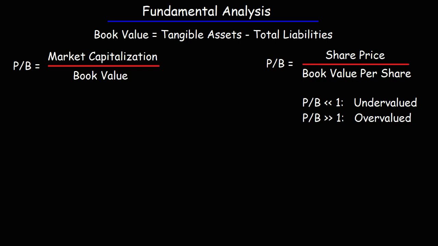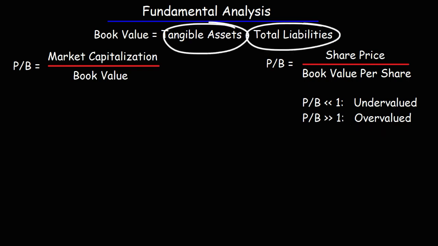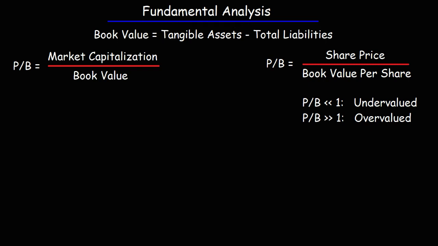Now, like all the other valuation ratios, the PS ratio and the PE ratio, a low PB ratio indicates that the company might be undervalued, whereas a high PB ratio indicates that the company may be overvalued. Now, the book value is the difference between the tangible assets and the total liabilities. The tangible assets is the difference between the total assets and the intangible assets. The intangible assets would include patents and things that you can't necessarily put a monetary value on. So the book value is the difference between the tangible assets and the total liabilities.